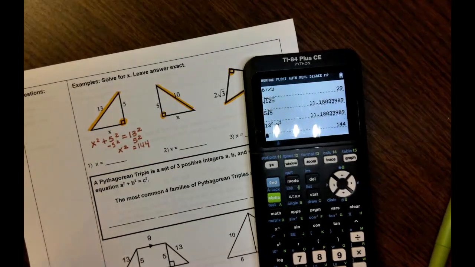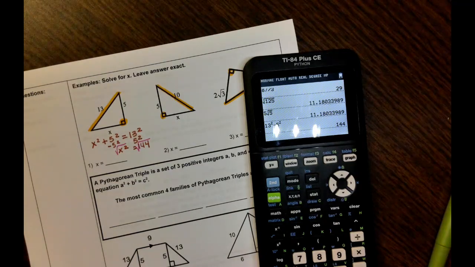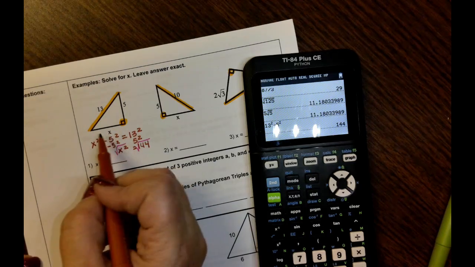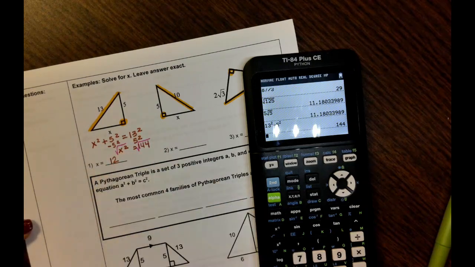Okay, to finish it out, we take the square root. So the square root of 144 is plus 12 or minus 12. We don't care about the negative 12 because I can't have a negative 12 as a side length. And so my side length then of the triangle would be 12.